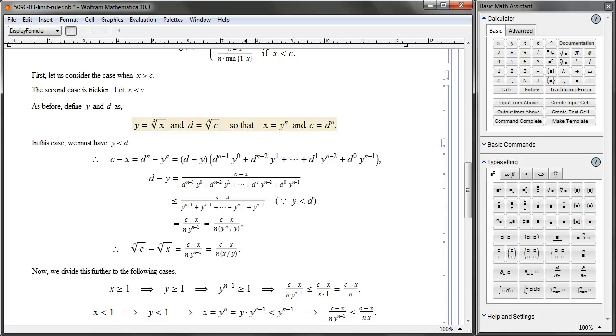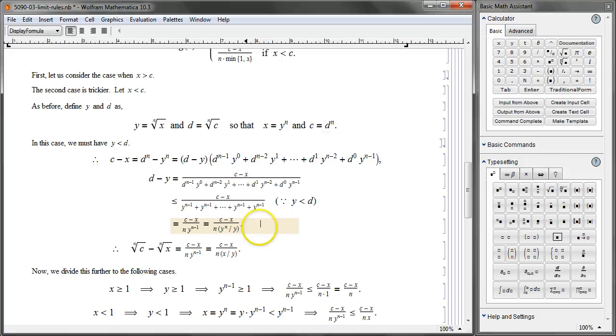y is the nth root of x and d is the nth root of c, so that x is y to the nth power, c is d to the nth power. And in this case, y is less than d. Okay, we do the same thing, c minus x, and consequently d to the nth power minus y to the nth power. So if you factor, we have d minus y times this big expression. In order to overestimate this right-hand side to get something bigger, we have to underestimate the denominator.